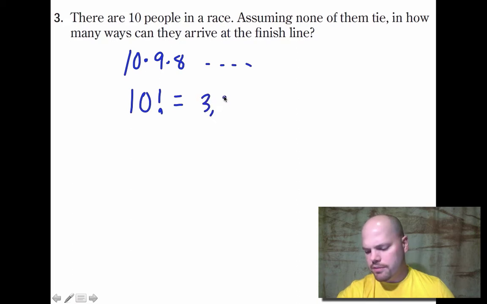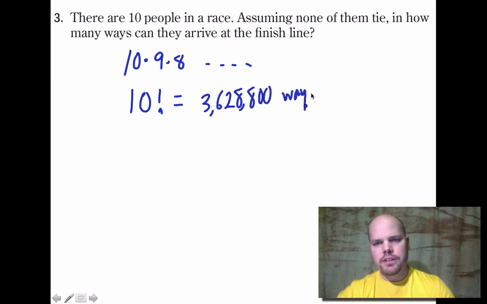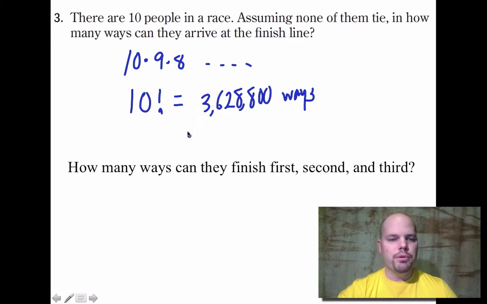That's 3,628,800 different ways. Okay, so for you to predict the order of people in that race, first, second, third, all the way to 10th place, you would have 3,628,800 different ways you could do that. But most commonly, if we're maybe betting on the race, like a horse race, we'd probably pick first, second, and third place. So how many different ways could you pick first, second, and third? Or how many ways could they finish first, second, third?